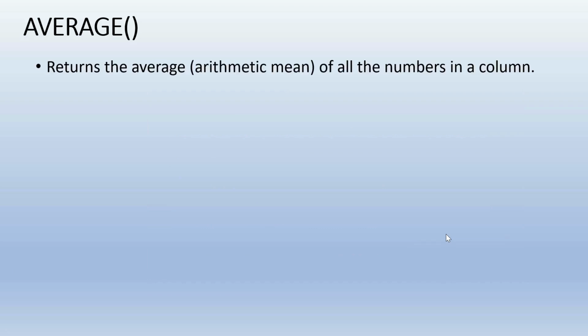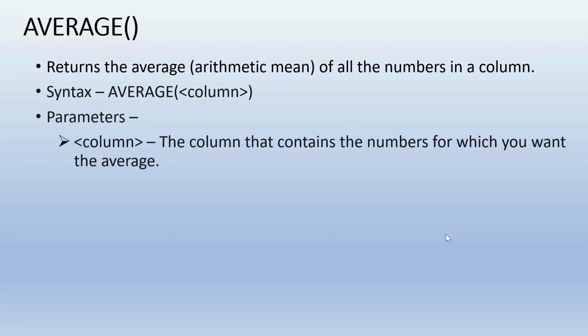The next function we have is the average function. As the name suggests, the average function returns the average, or the arithmetic mean, of all the numbers in a column. That means we always have to use a numeric column inside the average function, right? The syntax is average, and inside average we pass the numeric column. This numeric column is the parameter, and it always contains the numbers for which we want to calculate the average, right?